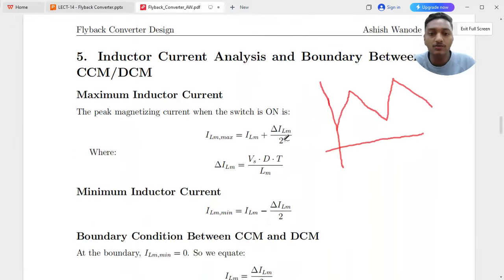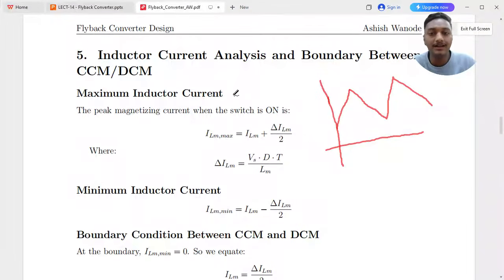Now we will move forward and see the magnetizing inductor current analysis at the boundary between the CCM and DCM. Whatever we have talked about so far is with respect to continuous conduction operation. Now we should have the knowledge of, if it goes into the DCM, what is the minimum value we should keep for LM. That thing also we need to know.